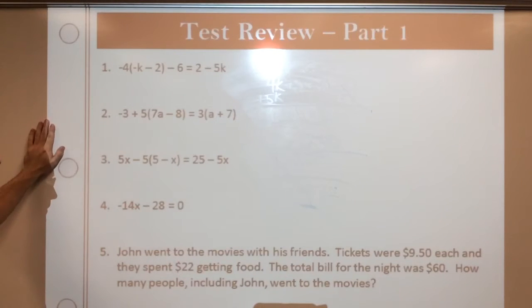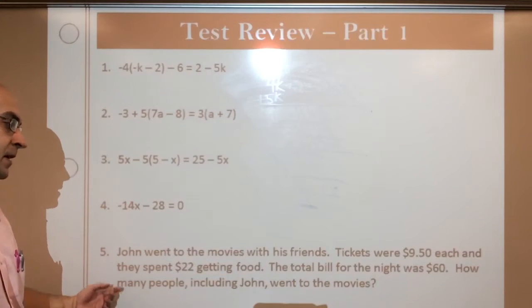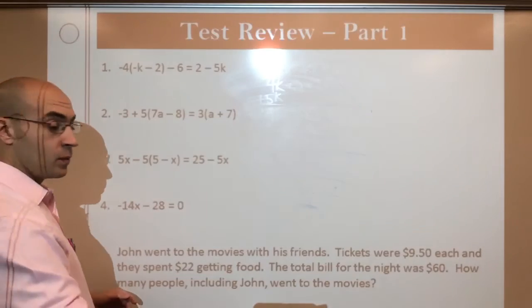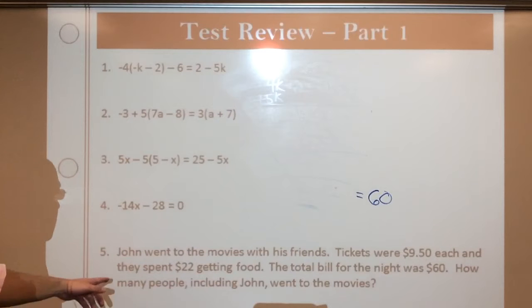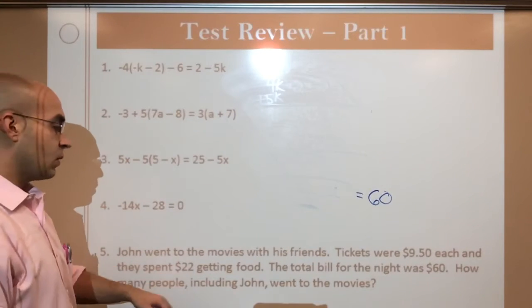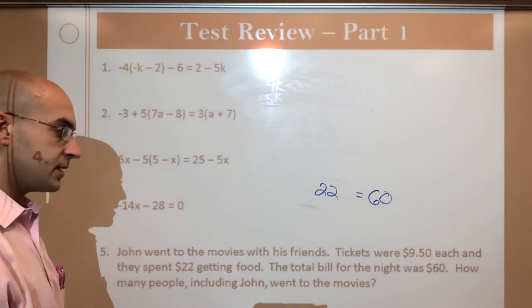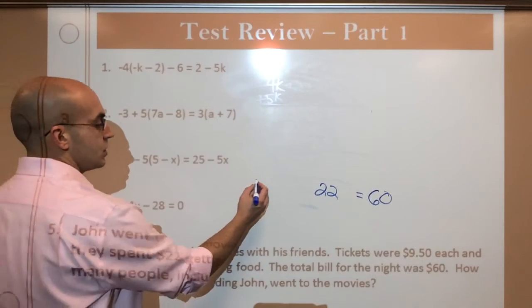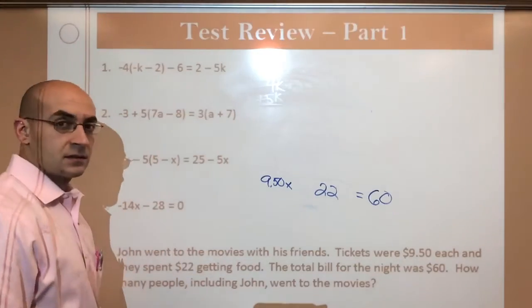Let's talk about some of these word problems. John went to the movies with his friends. Tickets were $9.50 each, and they spent $22 getting food. The total bill for the night was $60. So the total bill was $60. And they spent $60 total, so equals 60. Okay. How many people, including John, went to the movies? So they spent $22 on food. All right. So now I got to put that on the left-hand side. Tickets were $9.50 each. Well, the each part, right? Let's put as X.